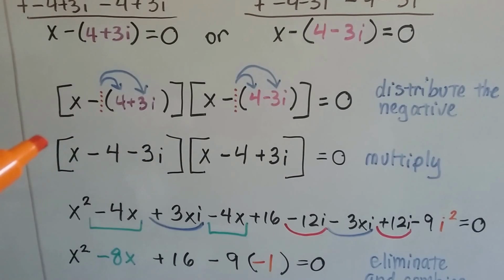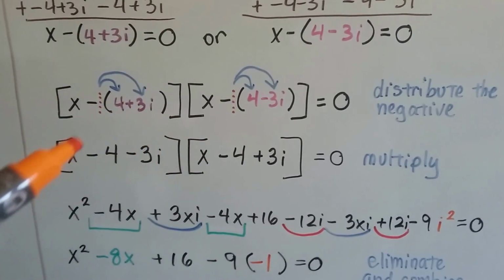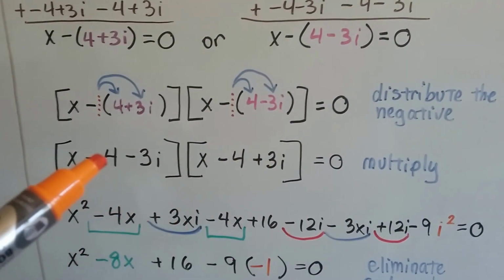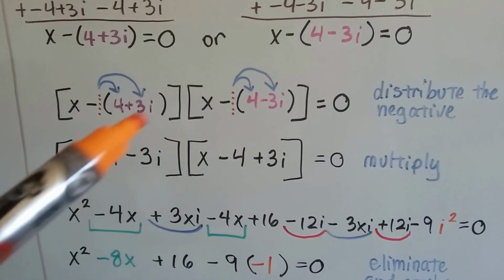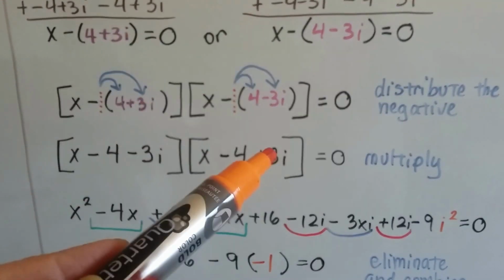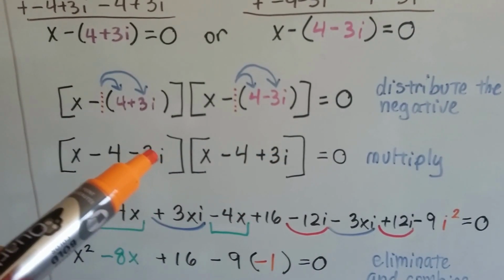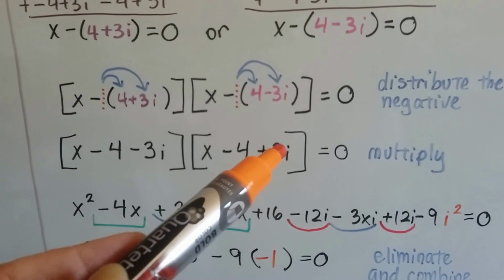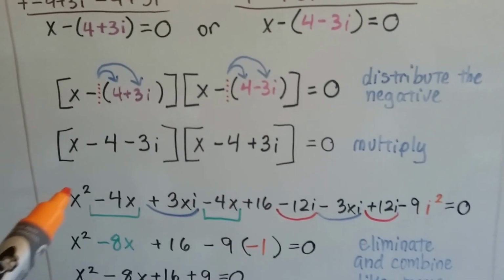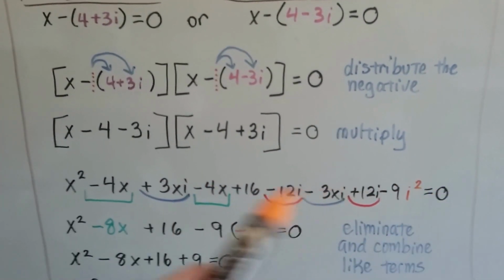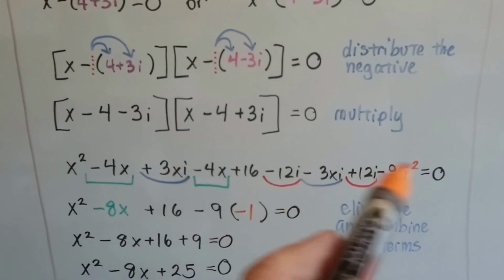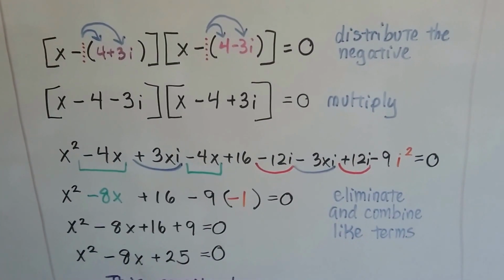got 3 terms, don't we? So we're going to do x times x, then x times negative 4, then x times 3i. Then we're going to do negative 4 times x, negative 4 times 4, negative 4 times 3i. Then we're going to do the negative 3i times x, negative 3i times negative 4, negative 3i times negative 3i. And we get this really long equation here that needs to have elimination and like terms combined.